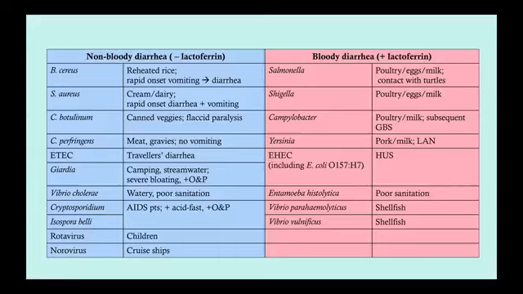So that is traveler's diarrhea. Usually comes on relatively quickly, but sometimes not until after you get home. It could be when you're on the plane. Could you imagine how awful that would be?